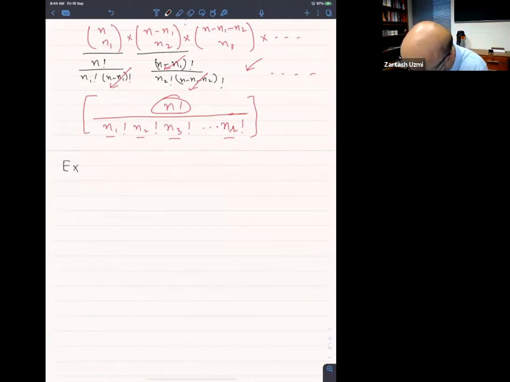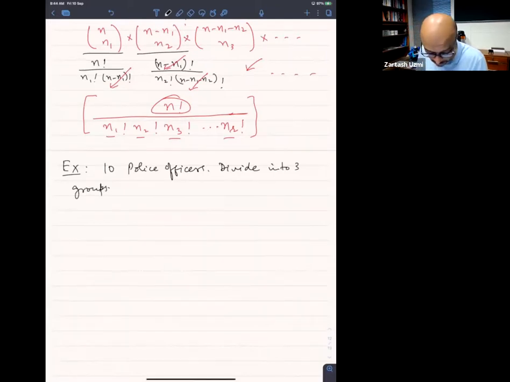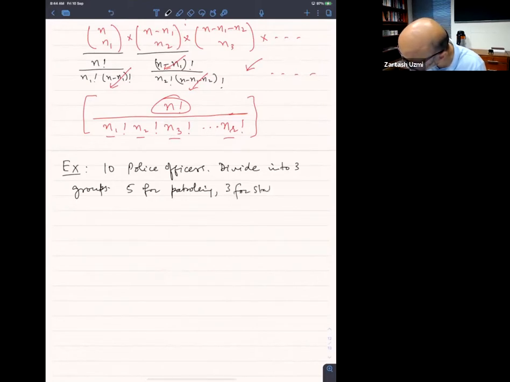So this example is about 10 police officers. Divide into 3 groups. 3 groups में उनको divide करना है, ठीक है? 5 for patrolling, 3 for station, 3 को station पे छोड़ देना है, and 2 for rescue, 2 लोगों को rescue के लिए.